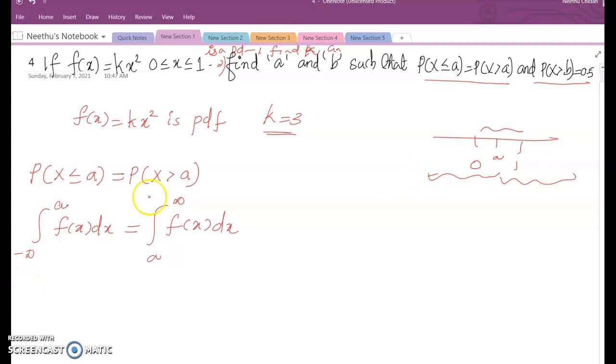How can we split this? The integral from minus infinity to a can be split as minus infinity to 0 plus 0 to a. So the left side became integral 0 to a f of x dx, since integral minus infinity to 0 of f of x dx is 0. This is equal to integral a to 1, because a to infinity can be split as integral a to 1 plus integral 1 to infinity. Integral 1 to infinity f of x dx equals 0. So integral a to 1 f of x dx.